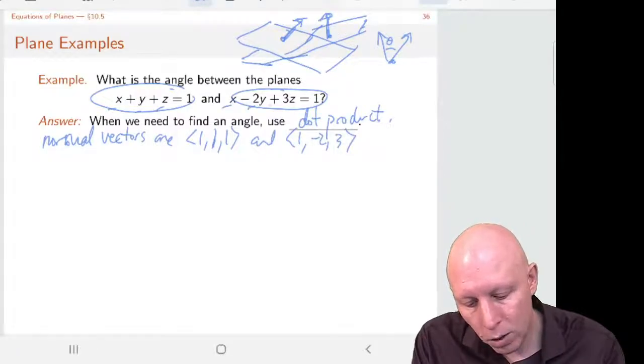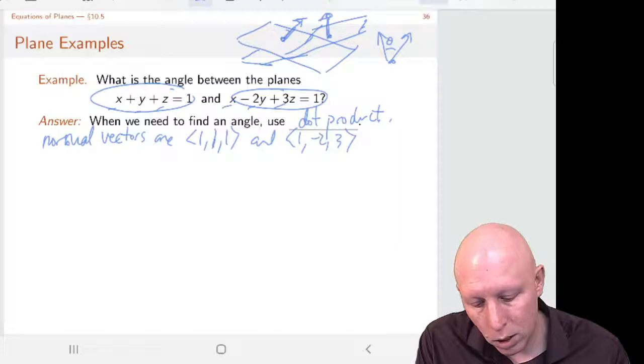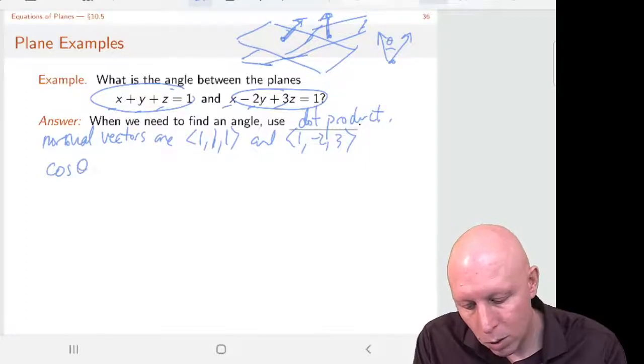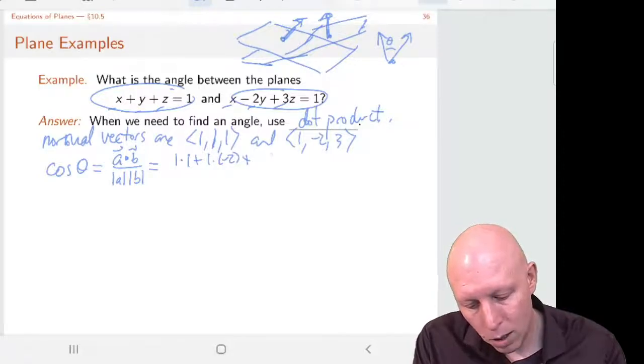Remember, we're reading off the coefficients of x, y, and z in these equations, in the standard form of an equation. And then we know that the cosine of theta between two vectors is equal to a dot b divided by length a, length b. So in this case, a dot b is equal to 1 times 1 plus 1 times negative 2 plus 1 times 3, divided by square root of 1 plus 1 plus 1 times square root of 1 plus 4 plus 9.